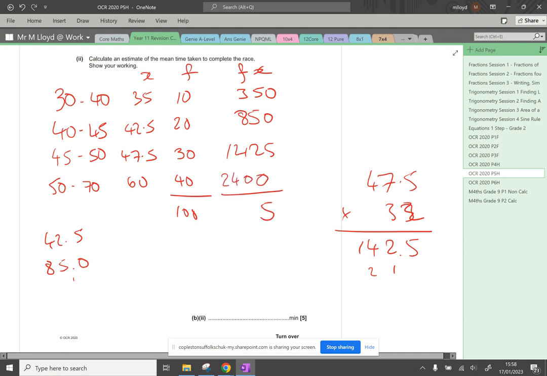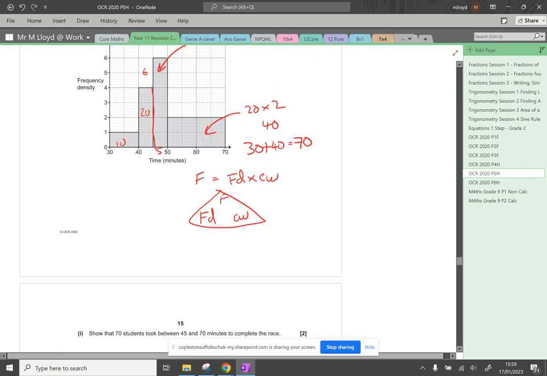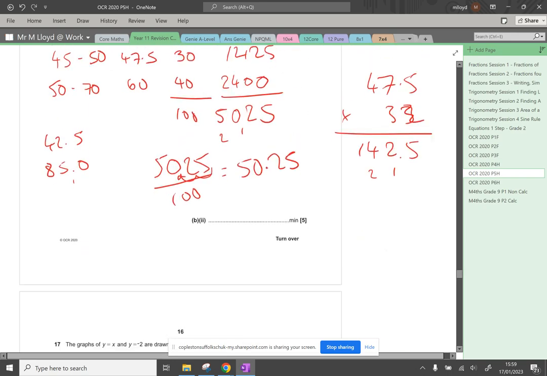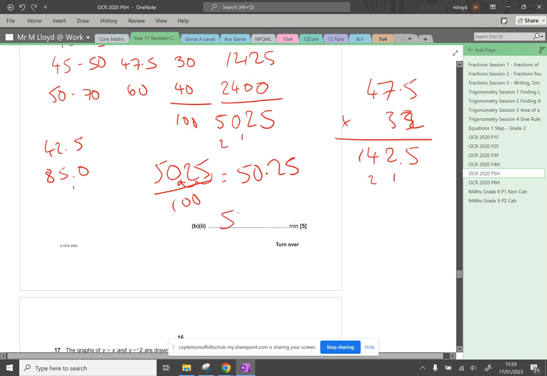Okay, add these up. 5, 5, 10, 12, carry the 1, 3, 11, 15, 19, 20, carry the 2, 2, 4, 5. Right, now 5, 0, 2, 5. My writing's disappeared. Divided by 100, that gives me 50.25. Let me just check my answers with the information I'm given. Yeah, that just ends up out there. That's brilliant. So 50.25.